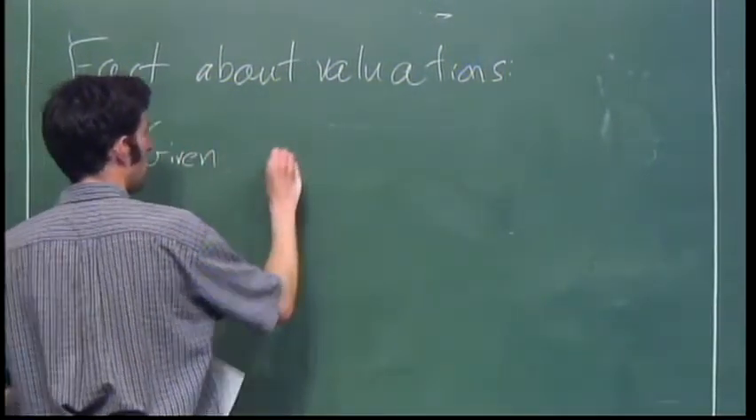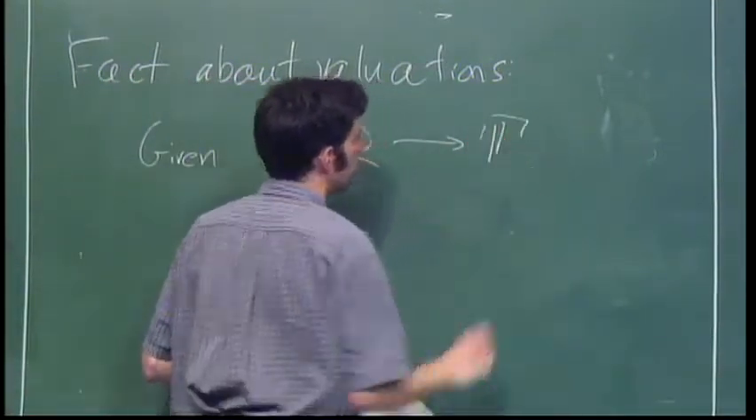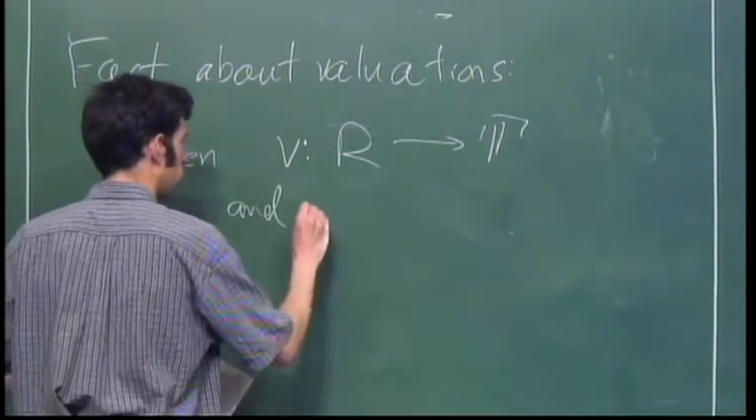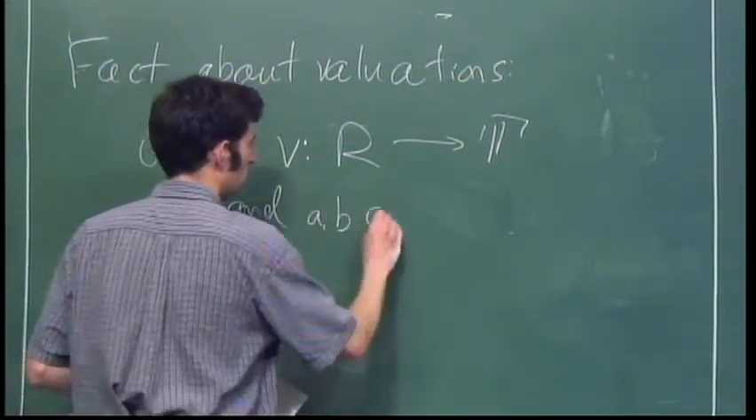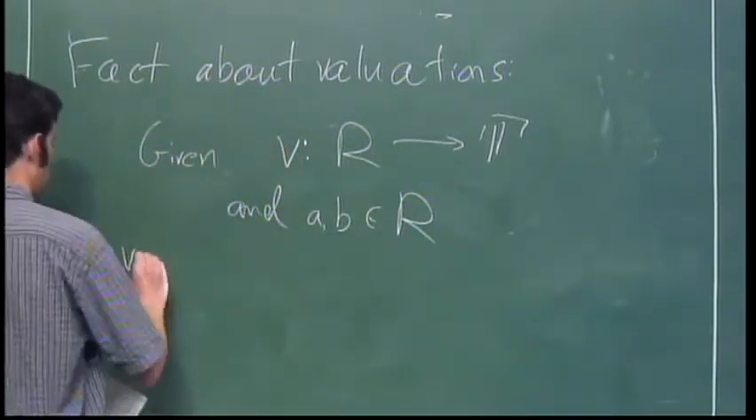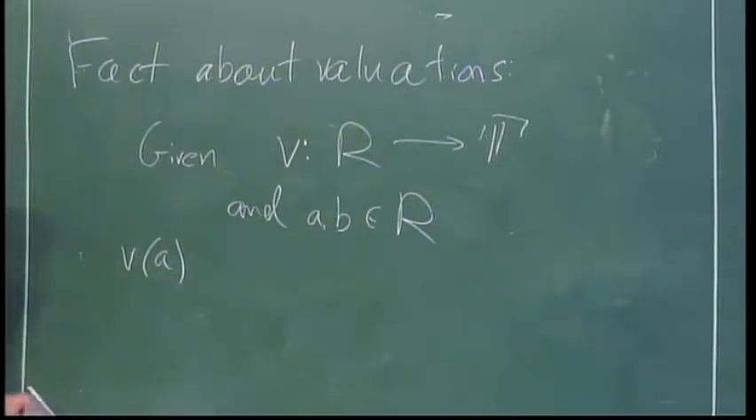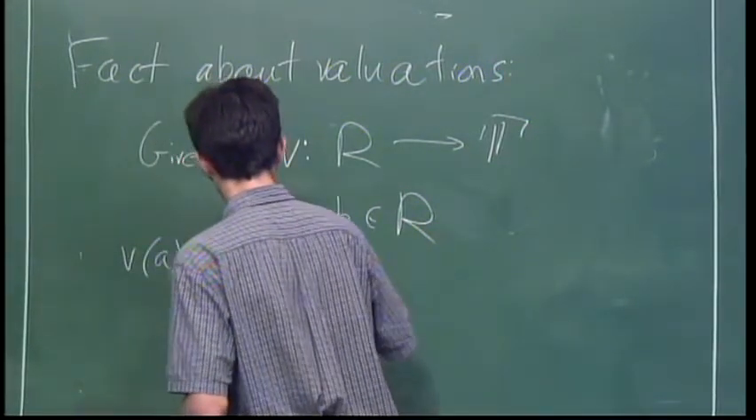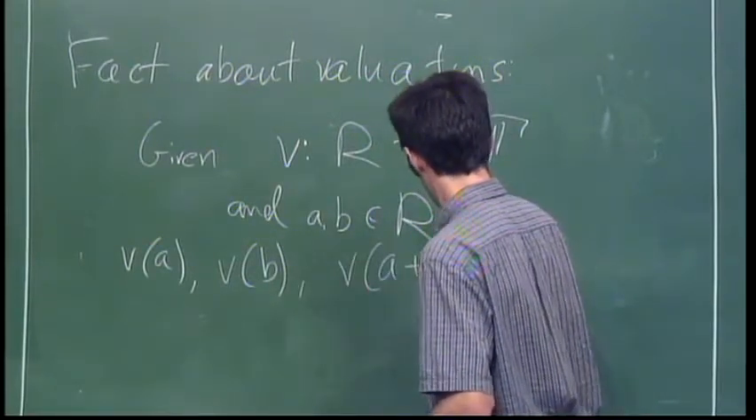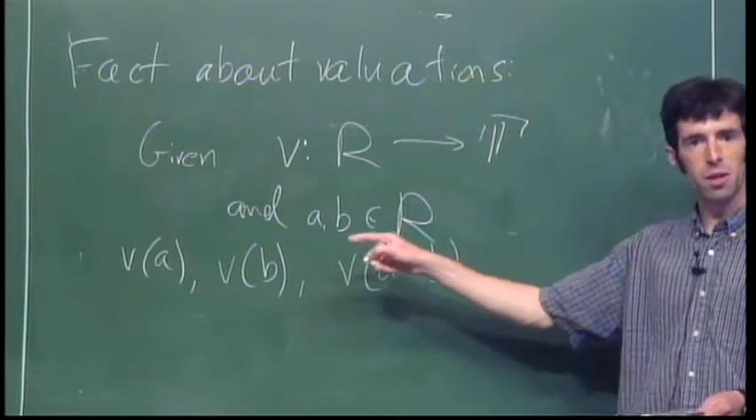So given a valuation V from some ring to the tropical numbers, and two elements A and B of this ring R, we can look at the three numbers: valuation of A, valuation of B, and the valuation of A plus B. So these are three tropical numbers.